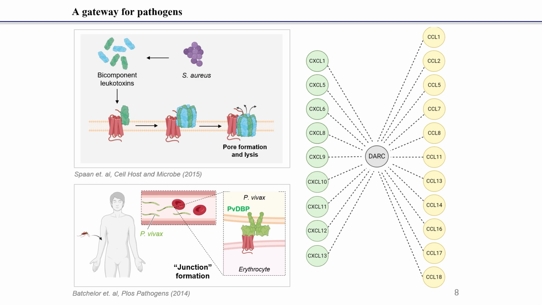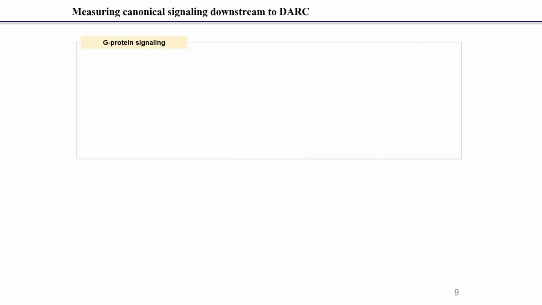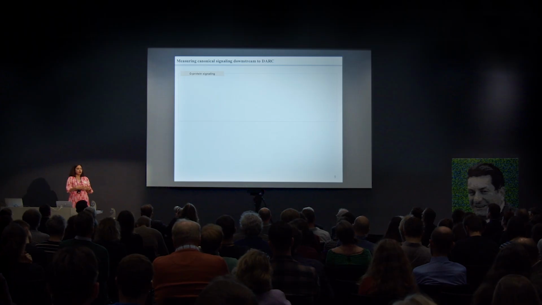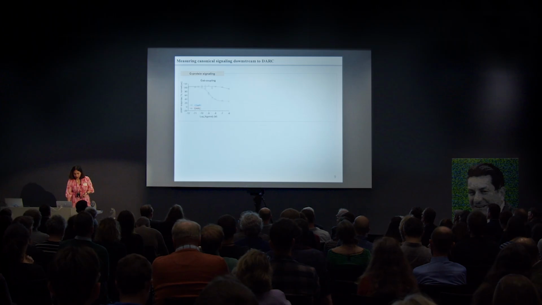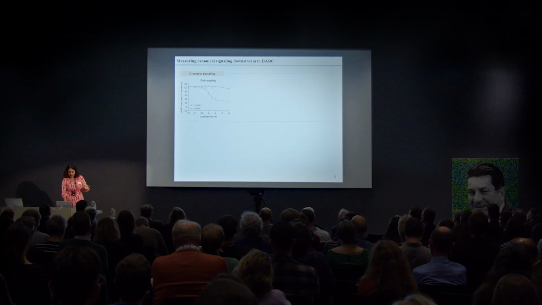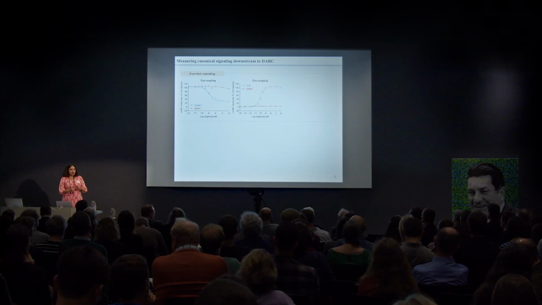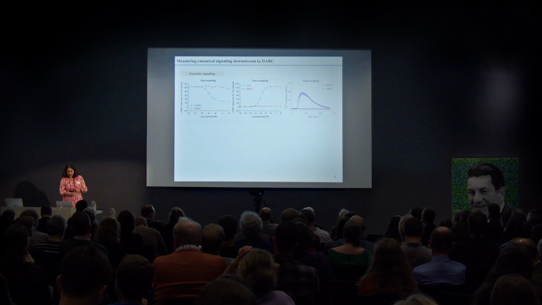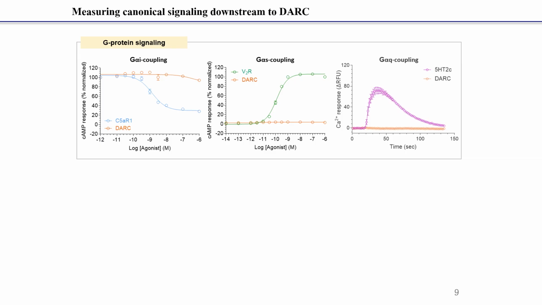So to begin with, I started out with measuring G protein signaling. So I measured signaling downstream to the 3 major G protein subtypes, G alpha I, signaling through which leads to a decrease in cytosolic cyclic AMP levels, G alpha S, signaling through which leads to an increase in cytosolic cyclic AMP levels, and G alpha Q, signaling through which leads to an increase in calcium ions. And in all 3 cases, we do not observe any response downstream of DARC following stimulation with CCL7.